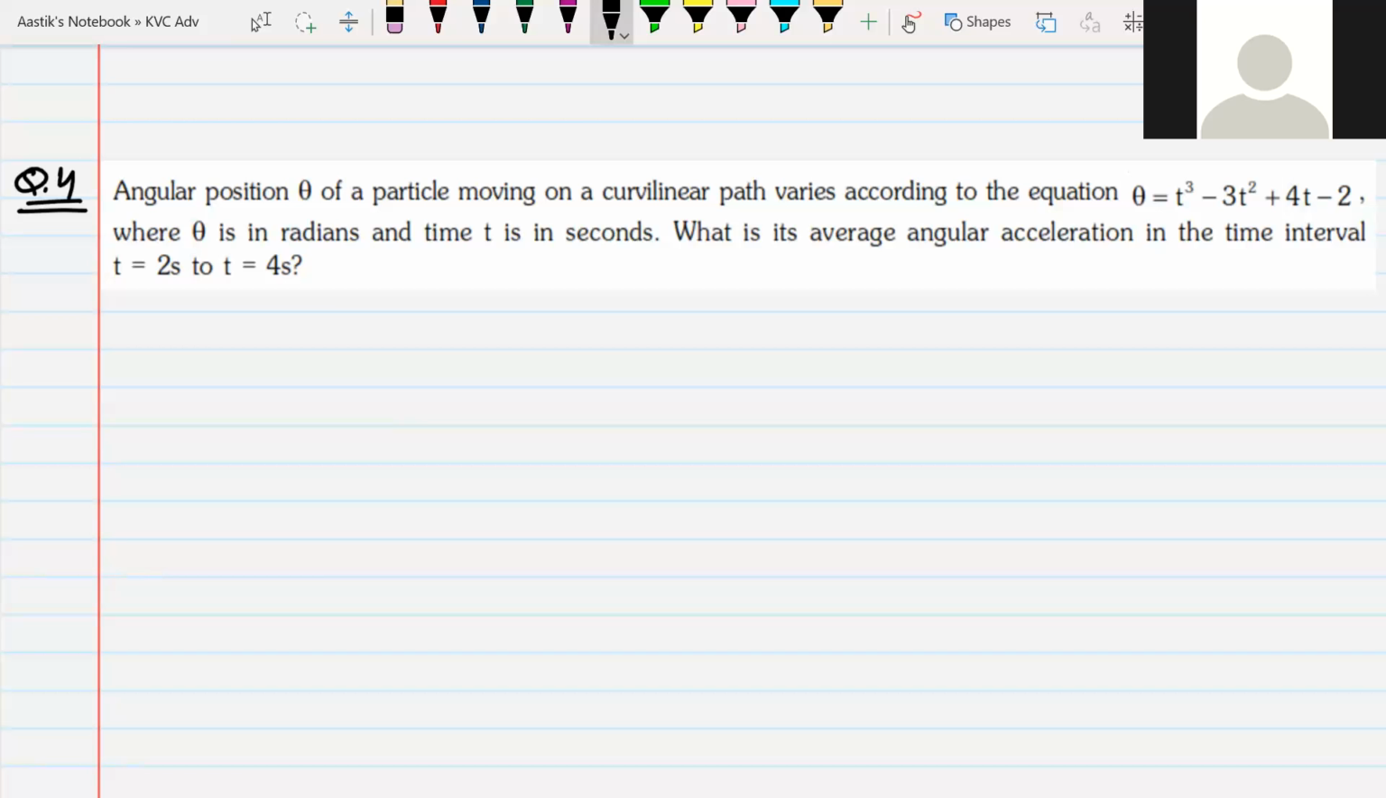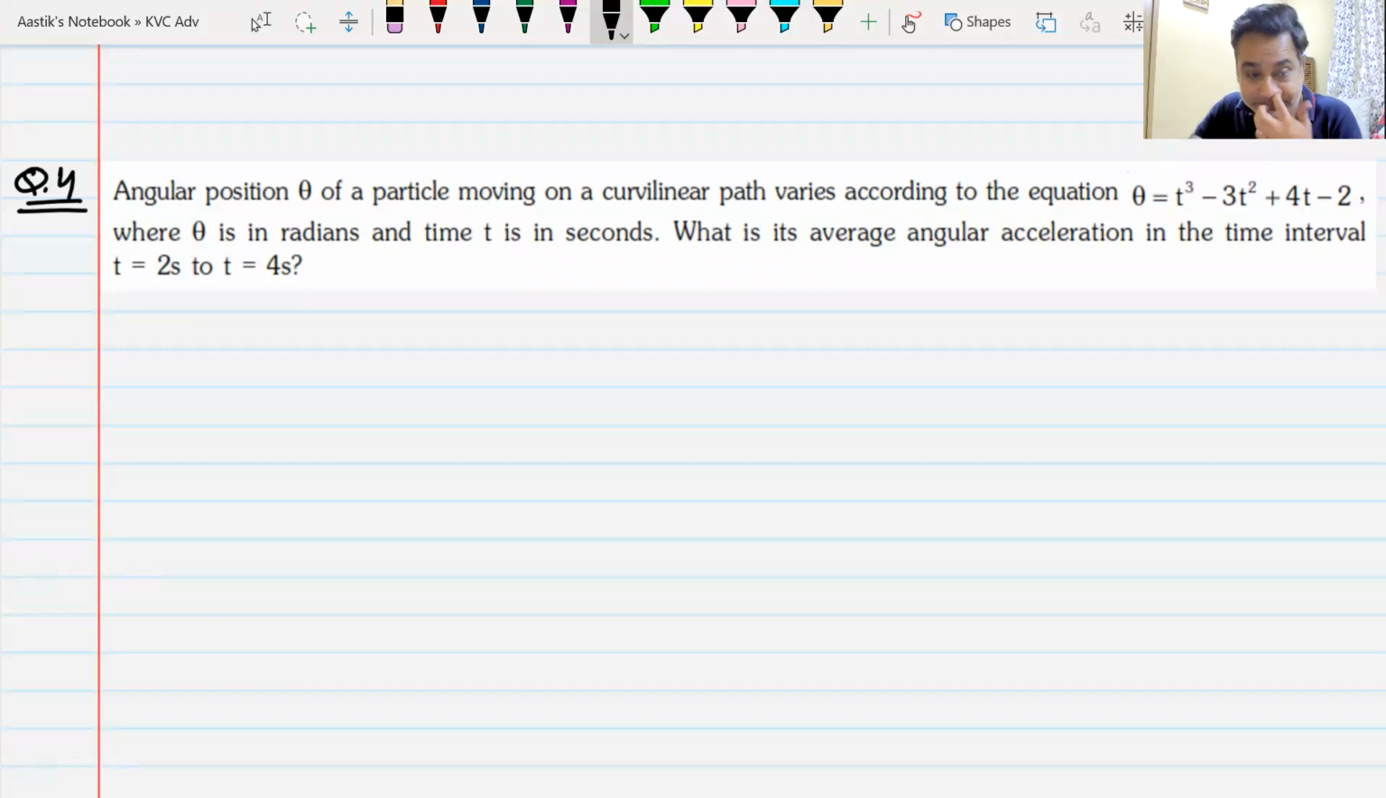Sir, it's 12 seconds. Sorry, 12 radians per second, sir. Let me check the answer. I have the answer. 12 radians per second square should be the correct unit. And how did you get it? So I have to find out.